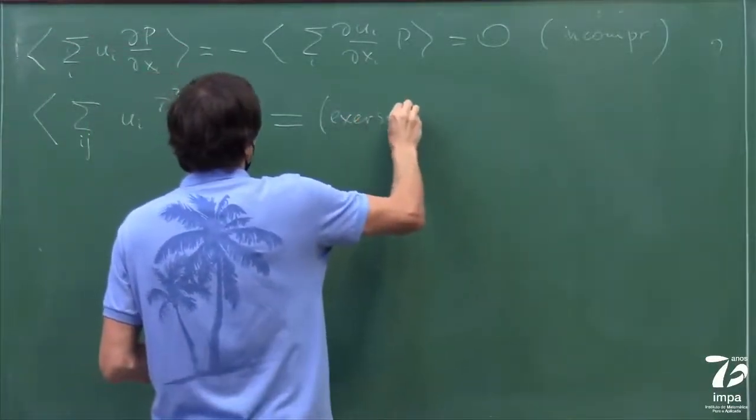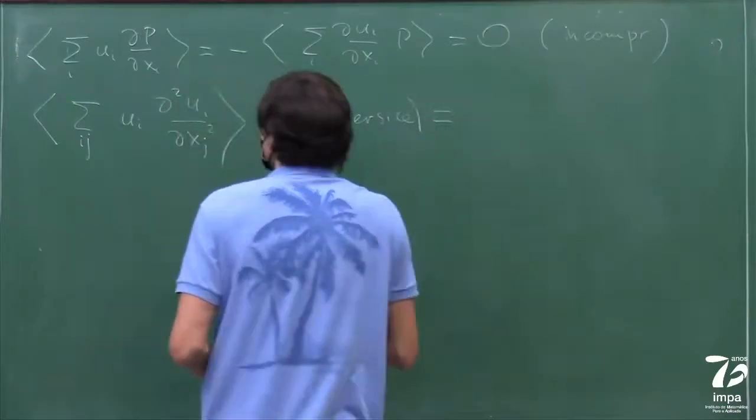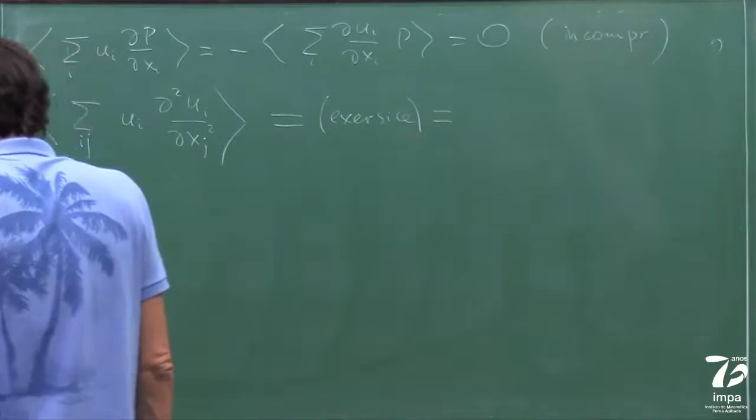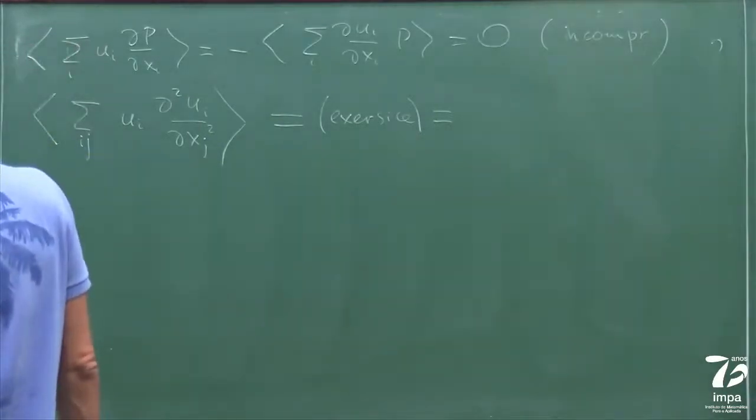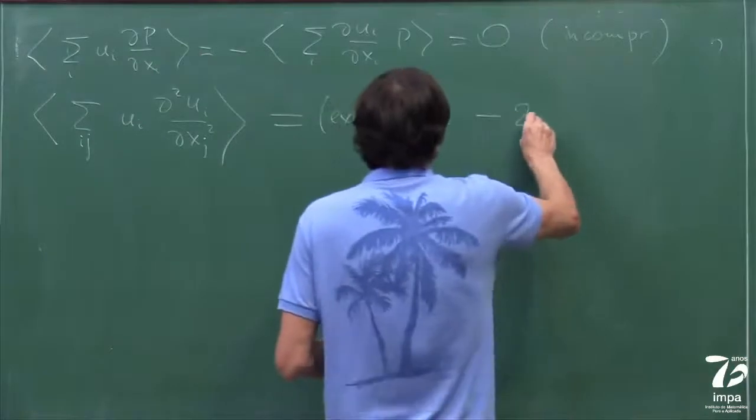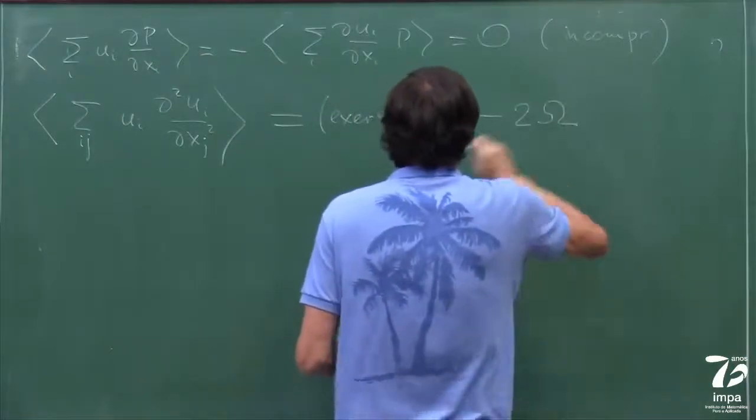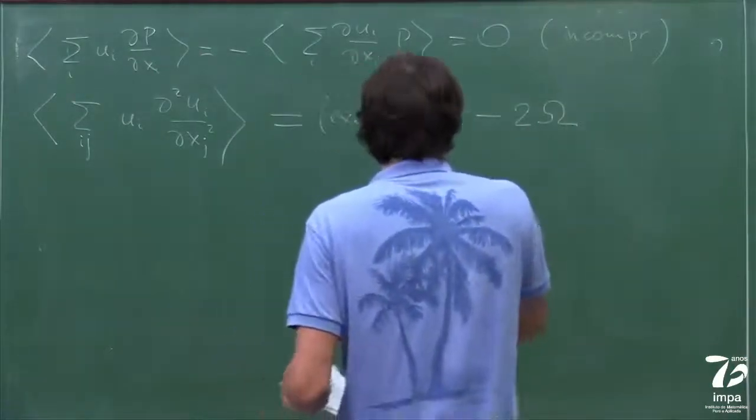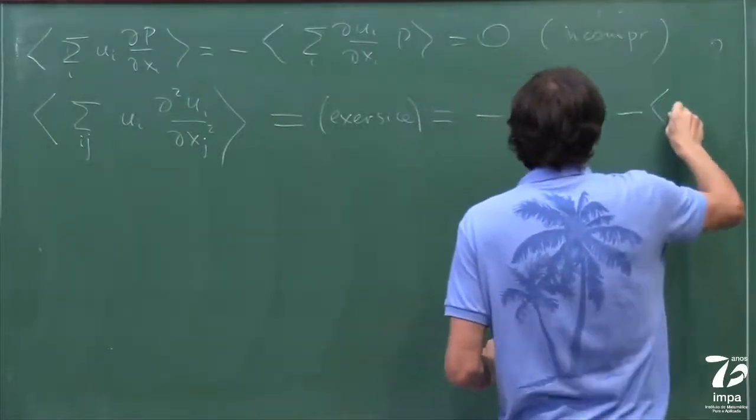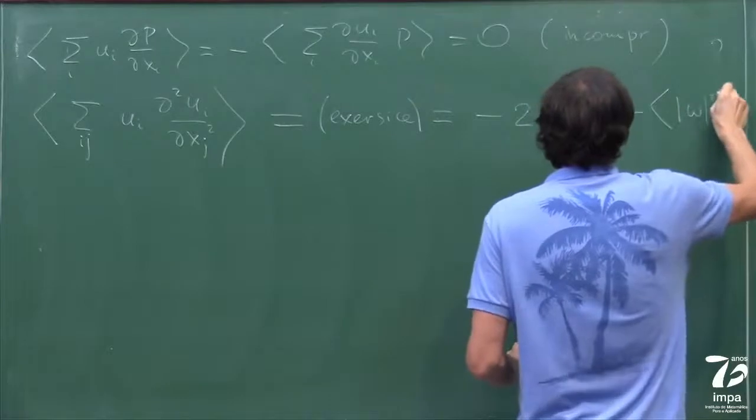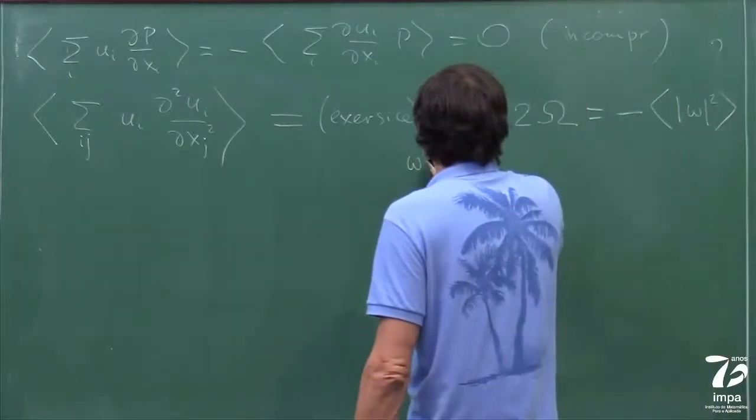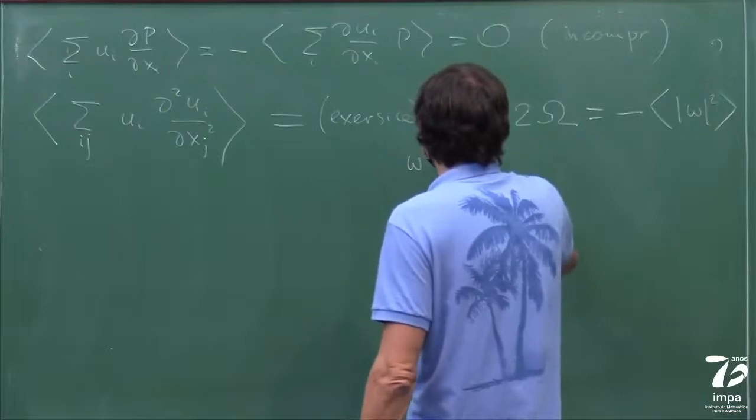So show that this is equal to minus, so it should be with minus, no? So it should be minus 2 omega, yeah? Which is minus the average of omega squared, where omega is the vorticity.